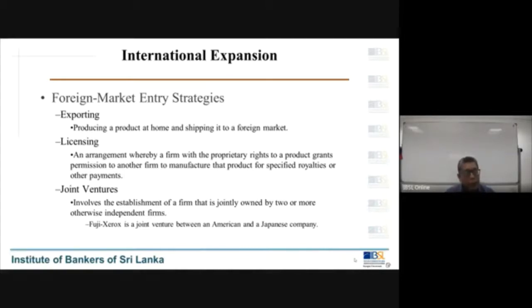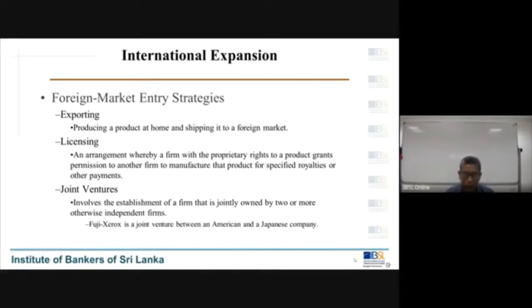The second method is called licensing. Licensing means it is an arrangement between two organizations. We call them the licensor and the licensee, right? Now, as an example for licensing, I can quote Coca-Cola. How did the Coca-Cola company expand their businesses in the world, with their parent company located in the USA? They did it through a licensing arrangement, right? What does licensing mean?